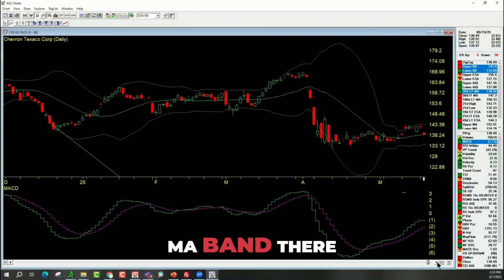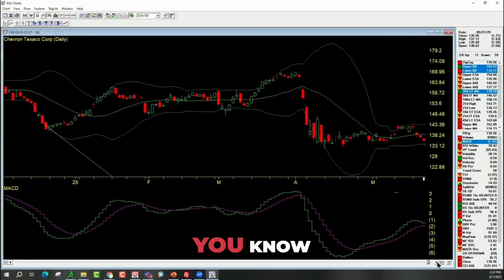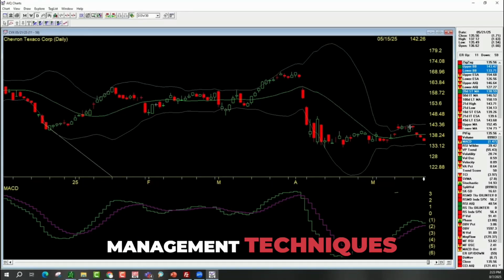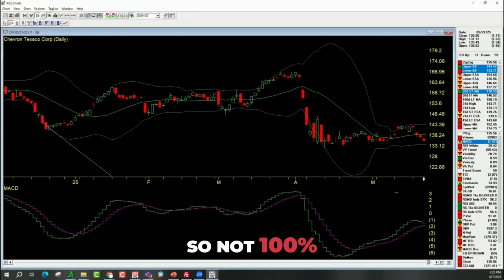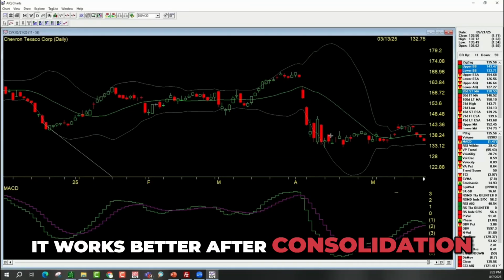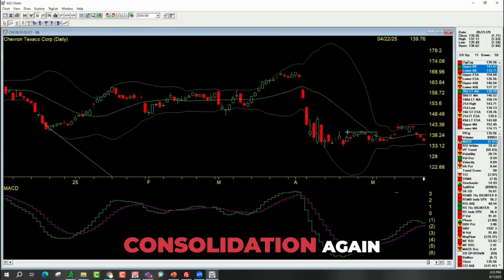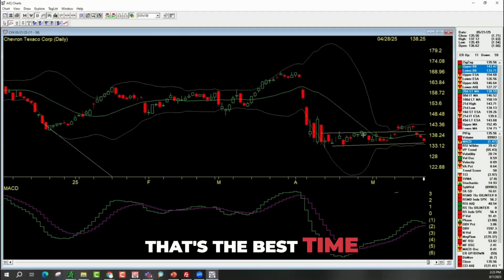Came back to the MA band there. If it breaks through, then that trade was definitely a fail. You might have been popped out here for a small loss based upon some money management techniques, but so not 100%. It's always worth noting that the squeeze itself works better after a consolidation, and this was a consolidation again. The price action was consolidated in here. That's the best time for the squeeze to take place. In this case, it wasn't a great one.